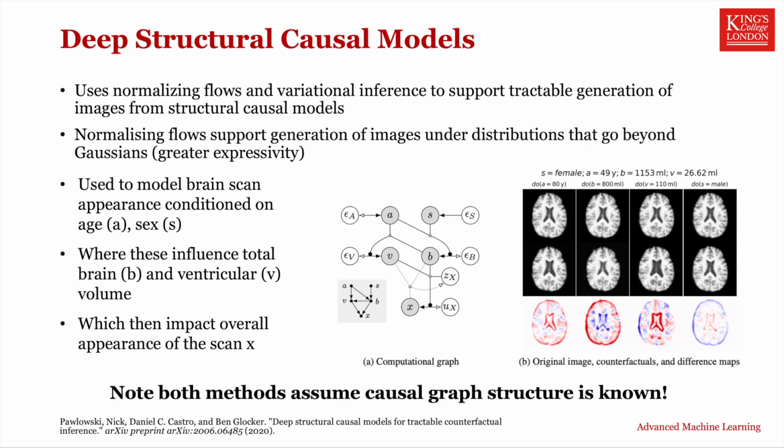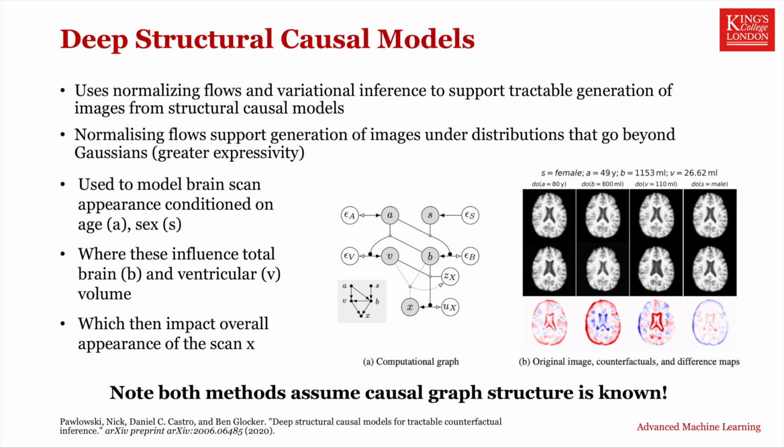More recently, at this year's NeurIPS, a team from the Biomedia group at Imperial proposed a method for deep structural causal models. These extend upon the framework proposed by methods such as causal GAN to allow for image generation through variational inference using normalizing flows, where normalizing flows support generation of images under distributions that go beyond Gaussians. This is key for greater expressivity.